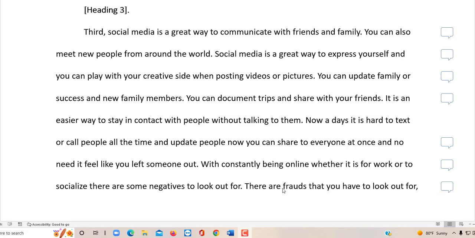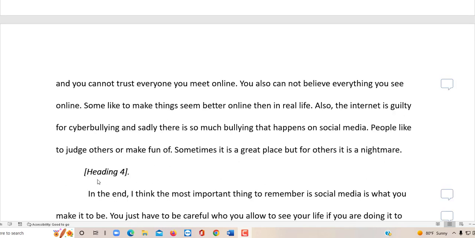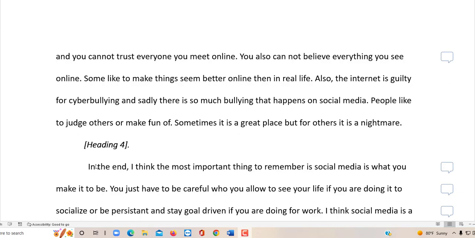There are frauds that a person has to look out for, and a person cannot trust everyone a person meets online. A person cannot believe everything a person sees online. Some like to make things up or seem better online than in real life. Also, the internet is guilty for cyberbullying. People like to judge others online.